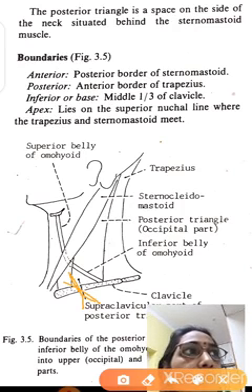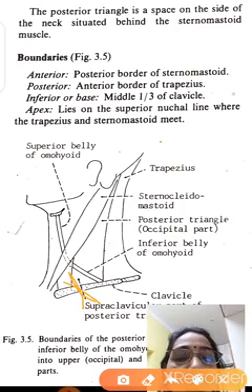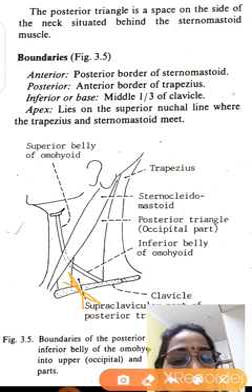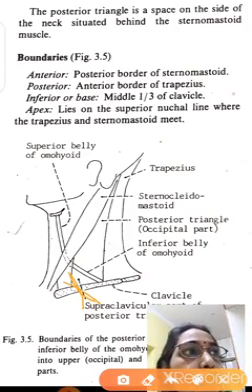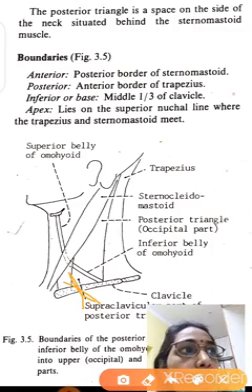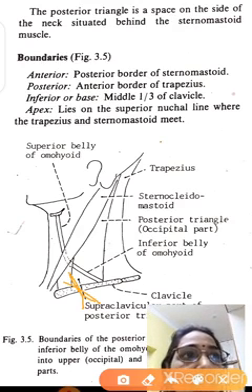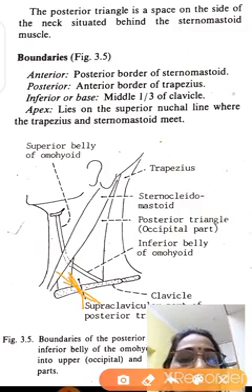Now what are the vessels present in this subclavian triangle? The third part of subclavian artery and subclavian vein, the suprascapular artery and vein, the commencement of transverse cervical artery and termination of the corresponding vein, and the lower part of external jugular vein. And the lymph nodes are a few members of the supraclavicular chain present inside this subclavian triangle.